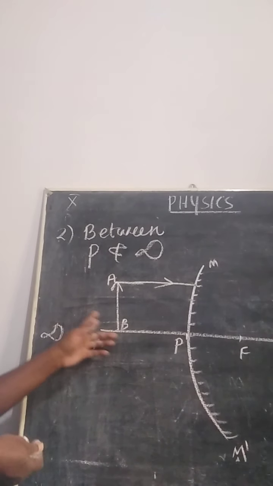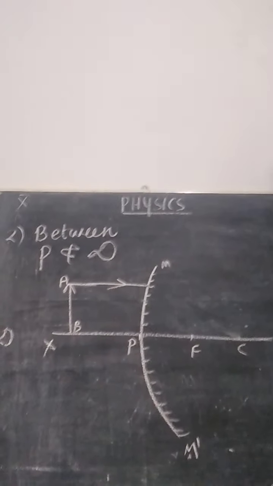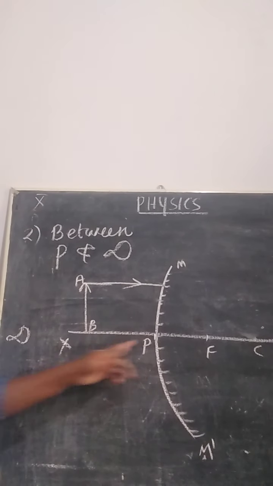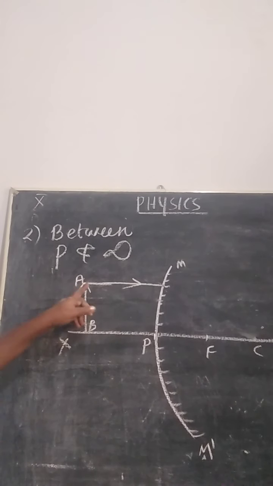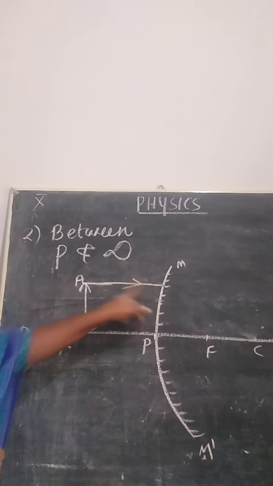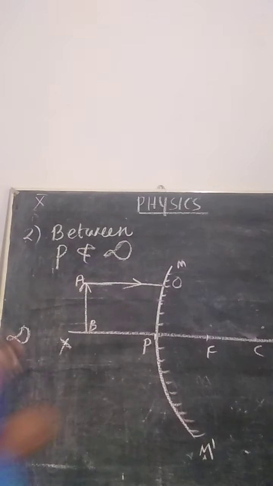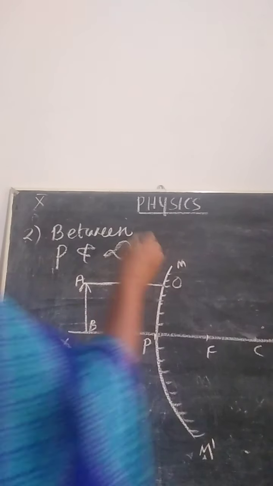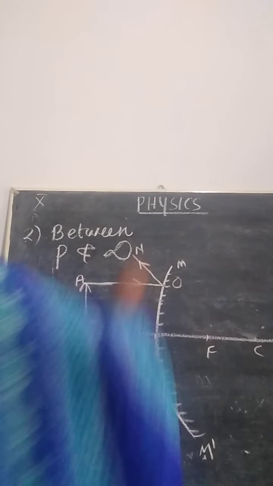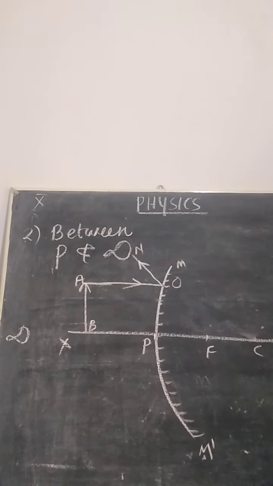So here an object is placed at this point. This is the place where the object is kept. So AB is an object placed on the principal axis but between P and infinity of the convex mirror. So I consider a parallel ray coming out of the object AB. So AO is the incident ray that is parallel to the principal axis, that strikes the mirror at the point O, and it gets reflected along another direction after reflection. ON is the reflected ray from the convex mirror.